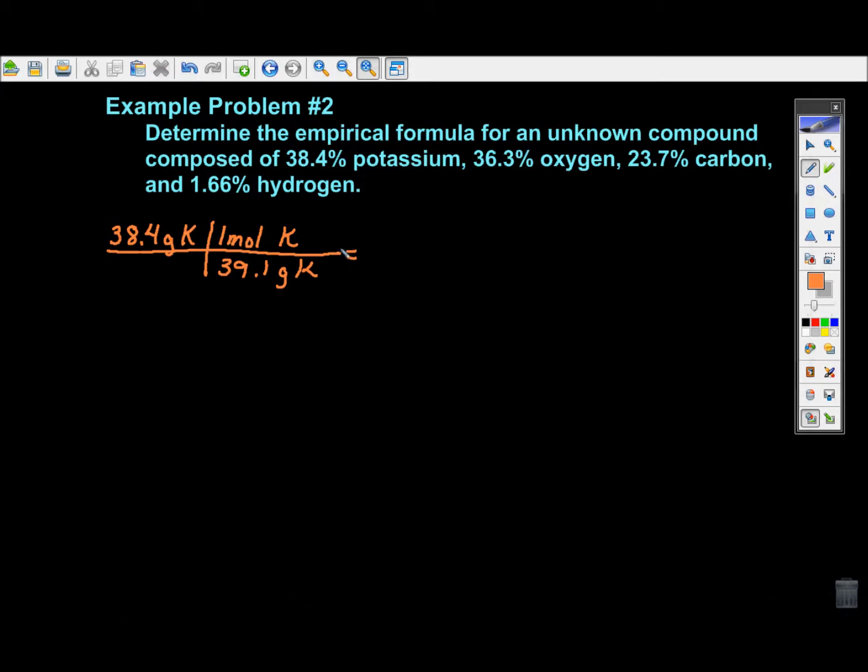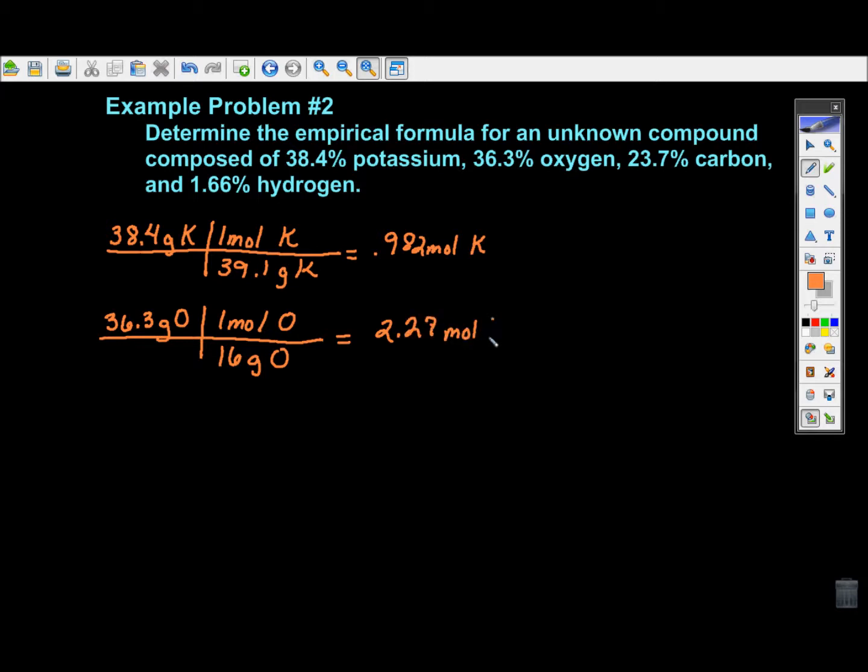When I do that calculation, I get 0.982 moles of potassium. Now I'm going to do oxygen, 36.3 grams of oxygen. In 1 mole of oxygen, there are 16 grams of oxygen. When I do that calculation, I get 2.27 moles of oxygen.